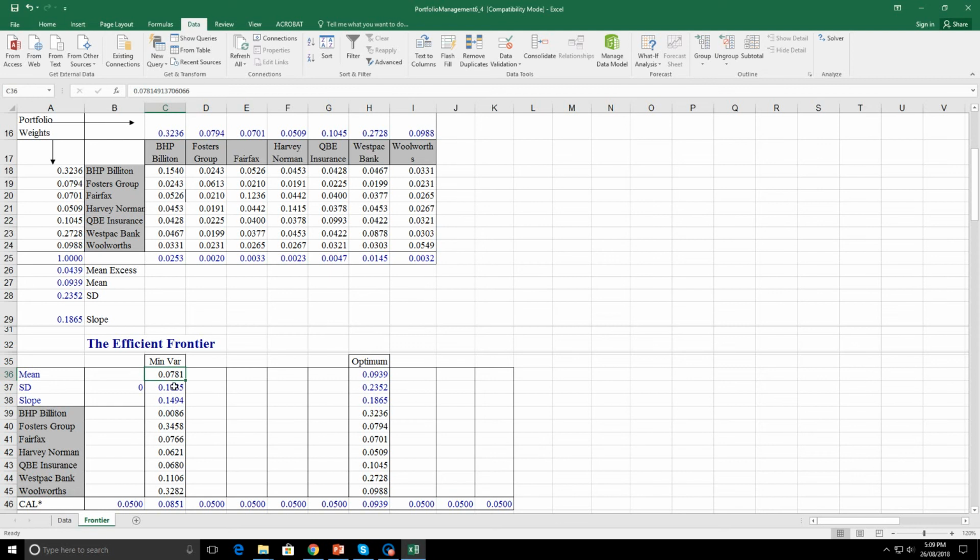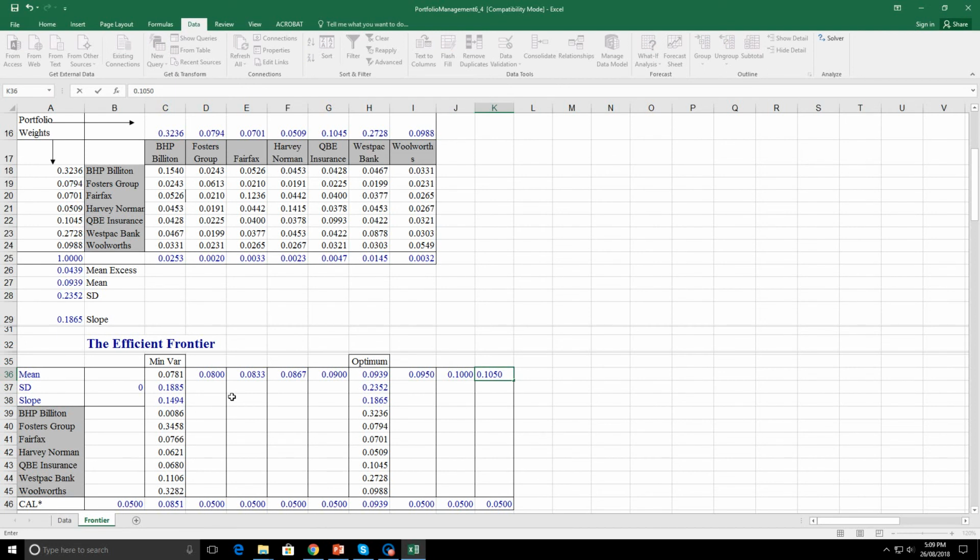Since this is our starting point, 0.0781, and this is the optimal risky portfolio, 0.0939, I will get some points in between, and there will be some points beyond this. So let's put some numbers, for example, 0.088, 0.0833, 0.0867, and then 0.0900. And here we get 0.0950, 0.100, and 0.1050. So these are some arbitrary numbers.